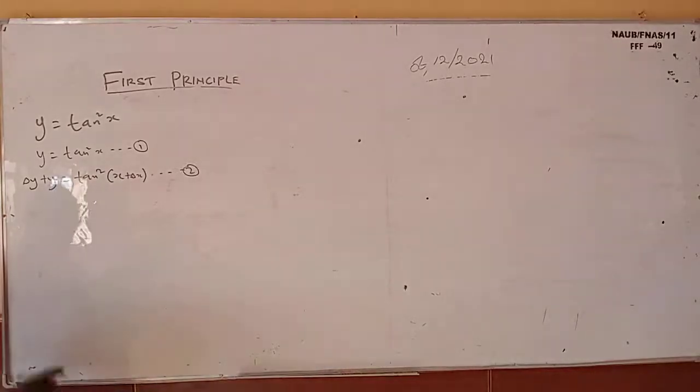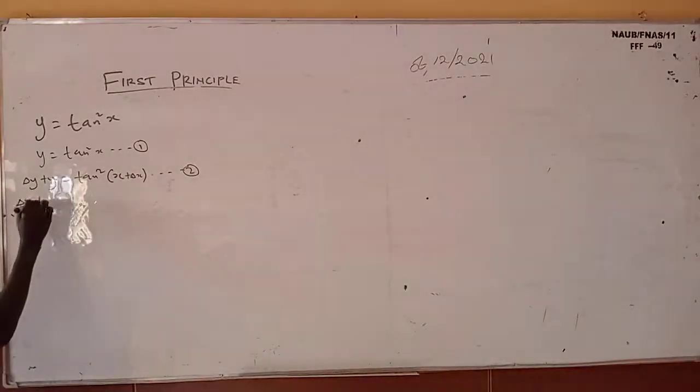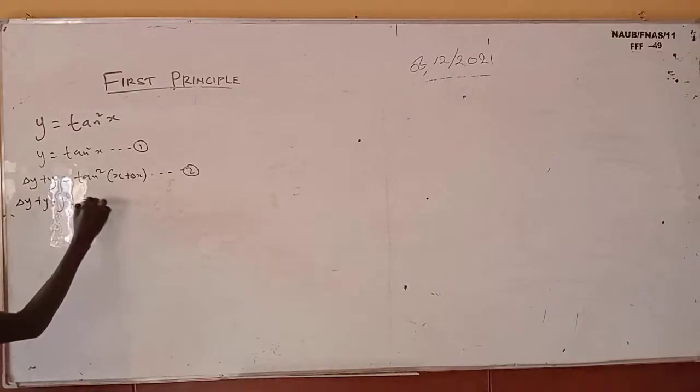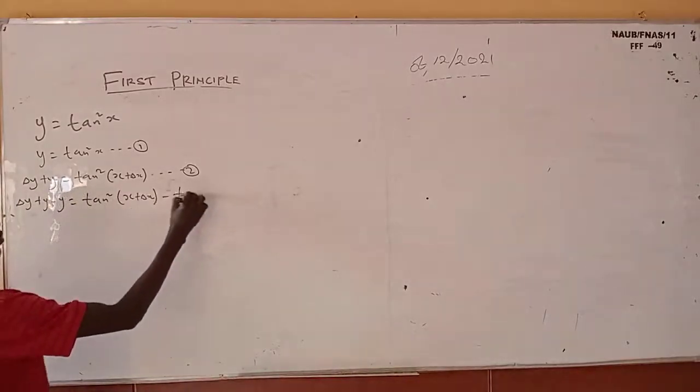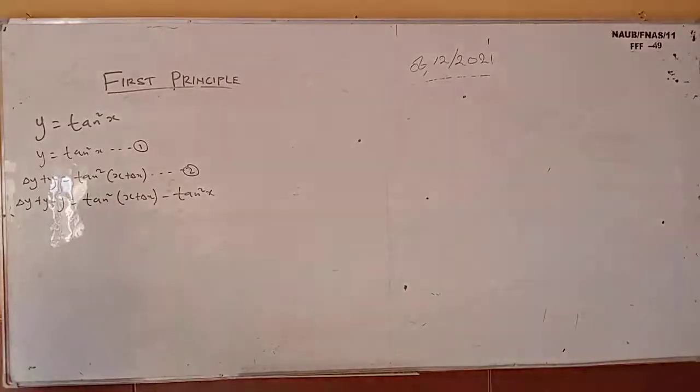Then equation 2. Then you subtract equation 2 from 1. So it is change in y plus y minus y equals tan² (s plus change in s) minus tan² s. Do you get this?